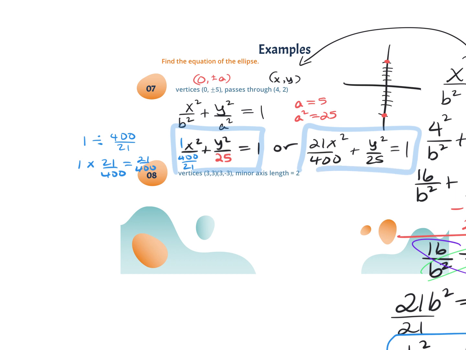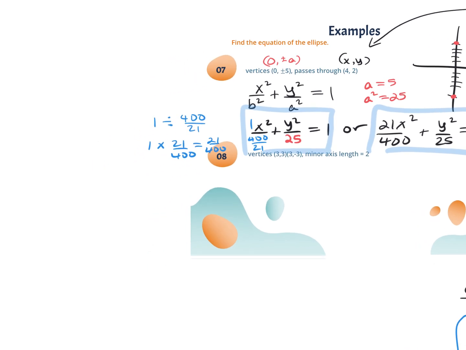Okay, so for number 8, again, if it helps you to give yourself a visual, let's do that. Let's graph what we've got. So I've got vertices at, this time we have an H and a K because our center is not going to be at 0, 0 on this one. So we have vertices at positive 3, positive 3. I've got one at positive 3, negative 3. So these are the vertices.